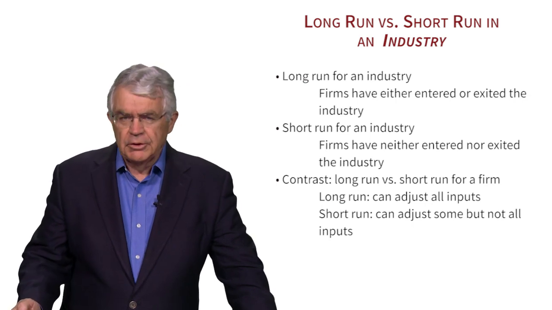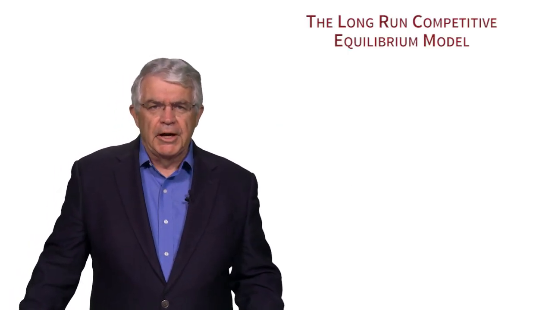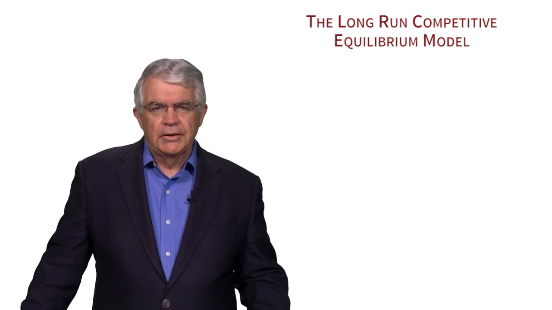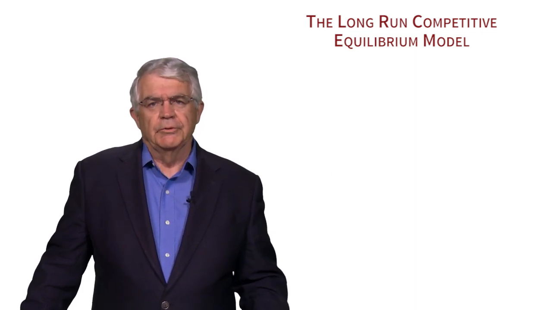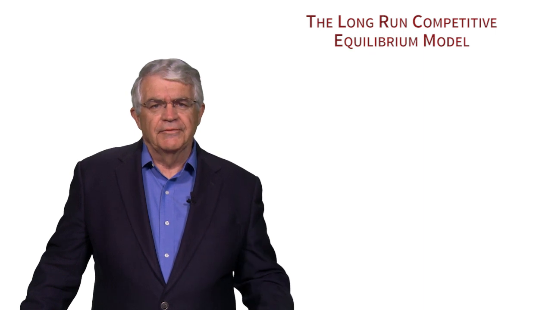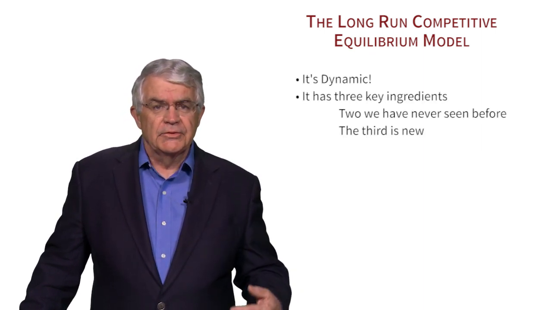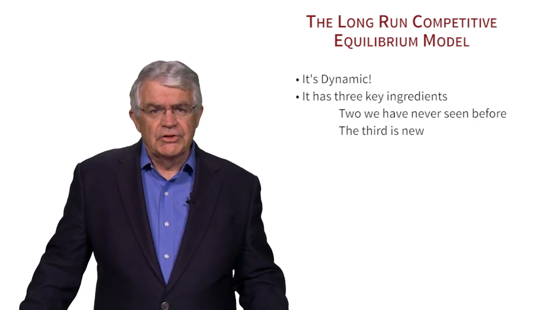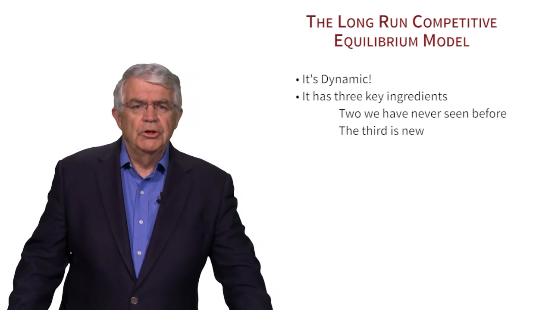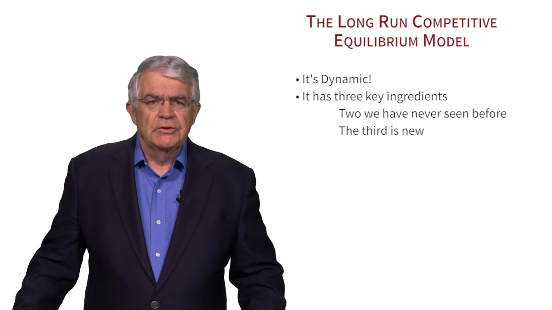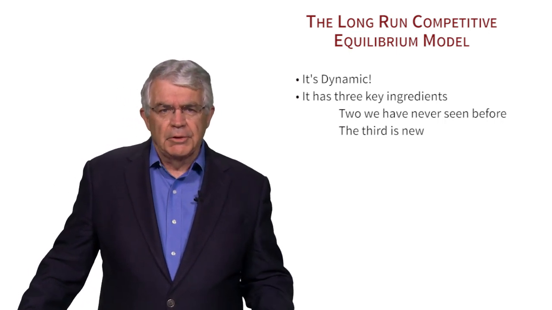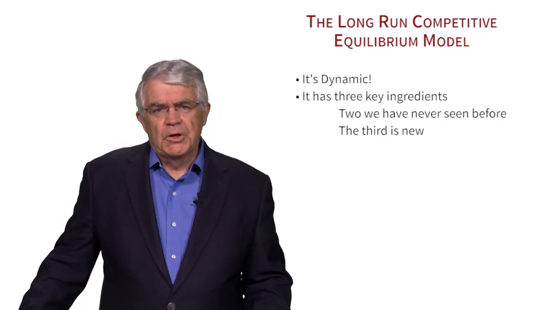When you think about the long run and short run for the industry, we want to introduce a model. This model has a name. It's the long-run competitive equilibrium model. It's actually a lot of fun to work with. It's dynamic. You can see what's happening over time. And it has only 3 ingredients, and 2 we've even seen before. So in a sense, there's only one new ingredient to explain how this dynamic model works over time.